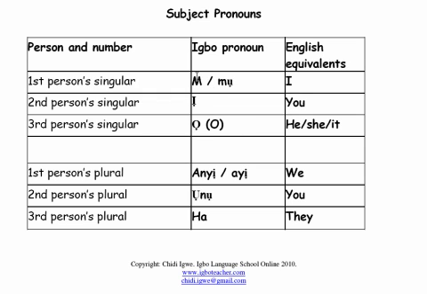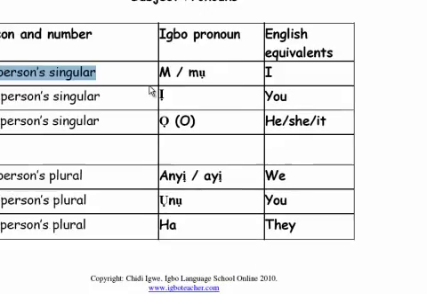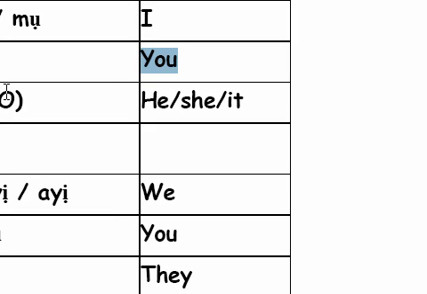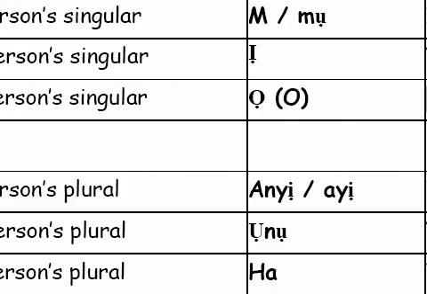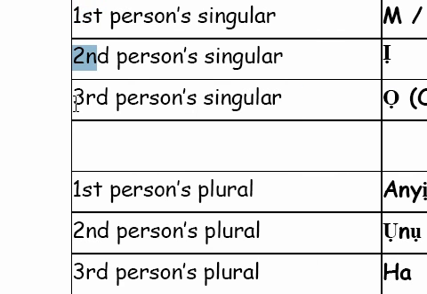Subject pronouns usually begin sentences. They do the actions of the verbs. In English, we have I as the first person singular, you as the second person singular, he, she, it as the third person singular. The concept of first person, second person, third person is all about who is speaking.